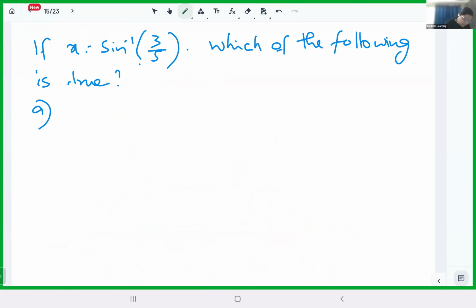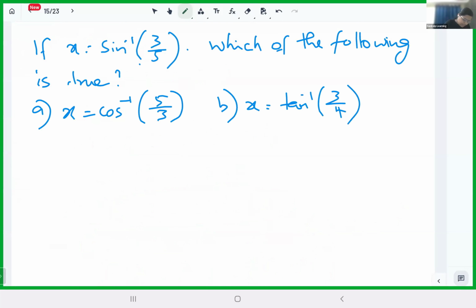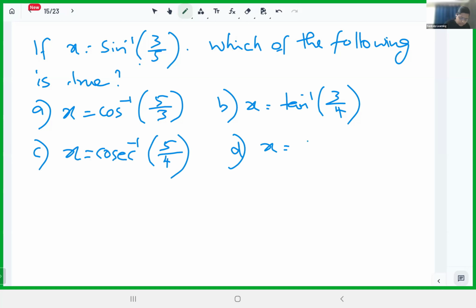First one is x equal to cos inverse of 5 by 3. Second option is x equal to tan inverse of 3 by 4. Then x equal to cosec inverse of 5 by 4. And D is x equal to cot inverse of 3 by 4.